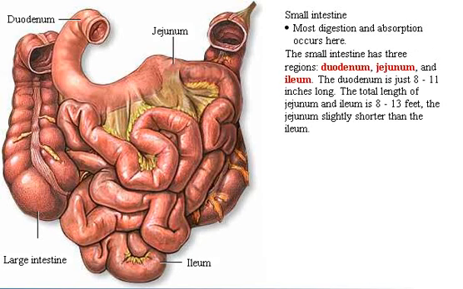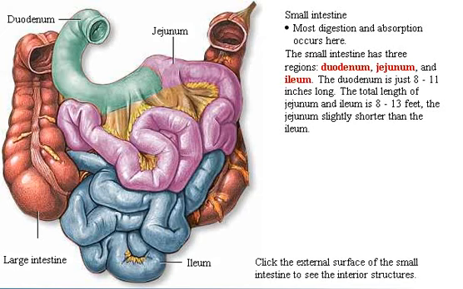The small intestine has three regions: duodenum, jejunum, and ileum. The duodenum is just 8 to 11 inches long. The total length of jejunum and ileum is 8 to 13 feet, the jejunum slightly shorter than the ileum. Click the external surface of the small intestine to see the interior structures.